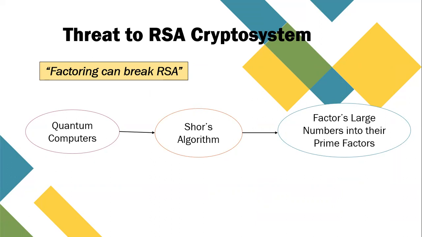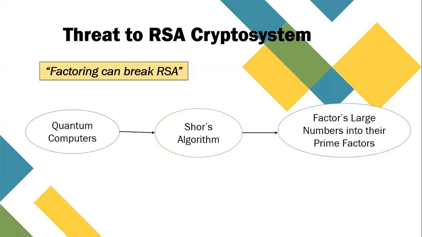So let's talk more about Shor's algorithm. Shor's algorithm is a quantum algorithm designed to efficiently factor large numbers, and it was developed by Peter Shor in 1994. It takes advantage of the unique properties of quantum computing, specifically the ability of qubits to exist in multiple states simultaneously, and also enabling parallel processing of information.